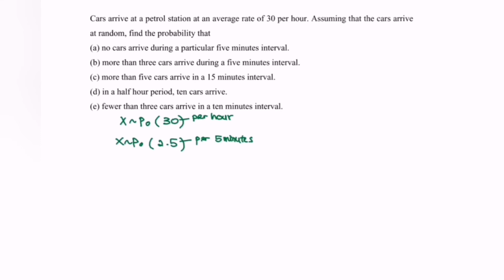Kindly refer to B: more than 3 cars arrive during a 5-minute interval. That means we still have the same title as the question. The probability that X is more than 3. Since this is a Poisson distribution and it is discrete, we have to modify the question: the probability that X must be greater than or equal to 4. By referring to the table, we have the answer 0.2424 for the probability that X is greater than 3.